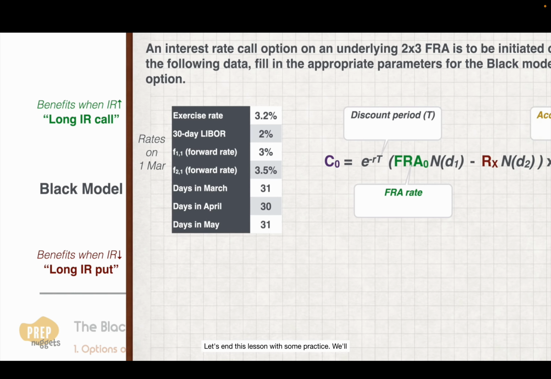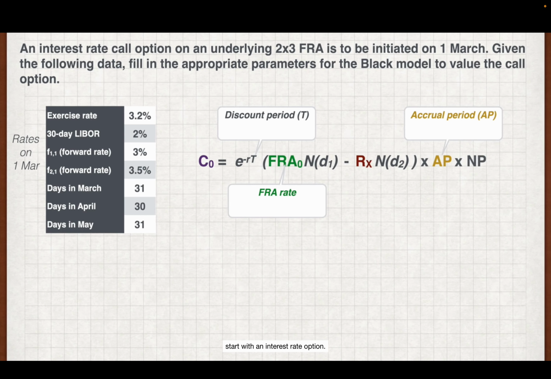Let's end this lesson with some practice. We'll start with an interest rate option. An interest rate call option on an underlying 2x3 FRA is to be initiated on the 1st of March. Given the following data, fill in the appropriate parameters for the Black model to value the call option. Pause the video now and work out your answer.